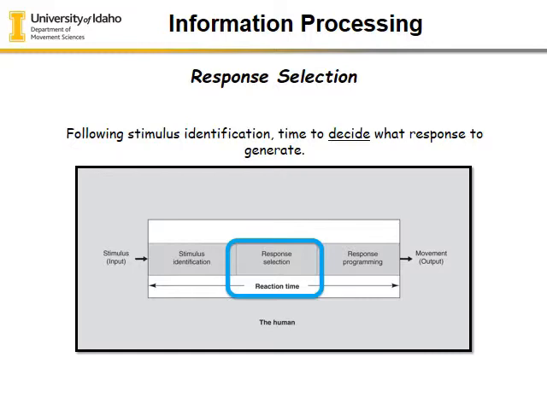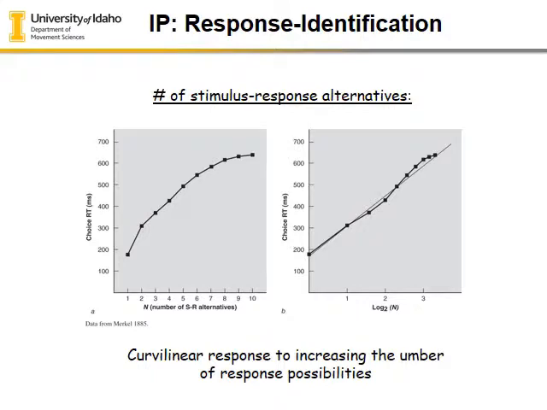This is where a lot of your experiences come into play, in the idea of practice and identifying which direction you want to go according to whatever stimulus you've identified. Now this portion is really specific to the number of responses to a stimulus that you have available to you. What we're going to look at is a little research from Merkel in 1985.